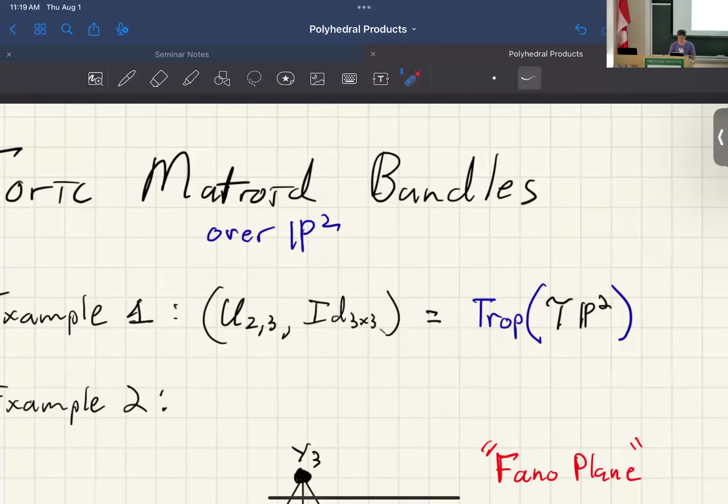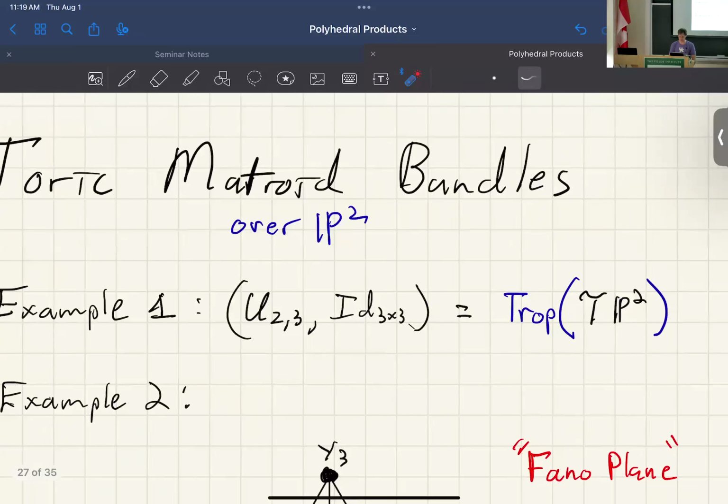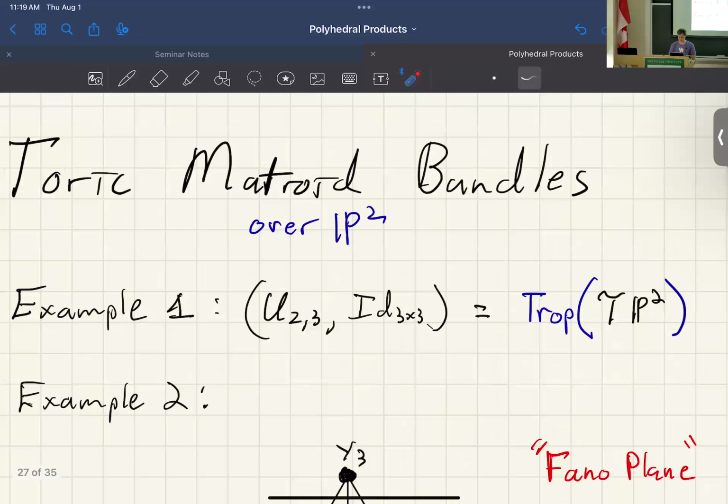So here are two examples. If you take this matroid we talked about earlier, the uniform matroid, and you take the 3x3 identity matrix, that's like my favorite matrix. That makes what I'll call the tropicalization of the tangent bundle of P2. I'll talk a little bit in a second about how you can tropicalize certain vector bundles over toric varieties. So when you do that with the tangent bundle of P2, you get U_{2,3}, comma, identity matrix.